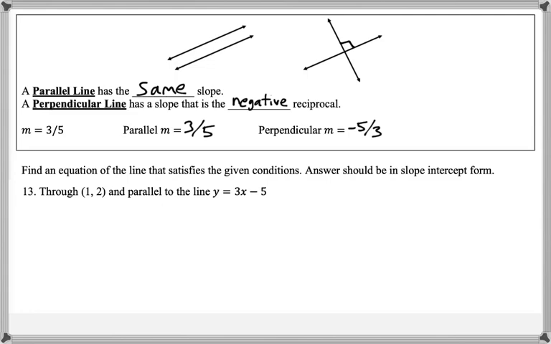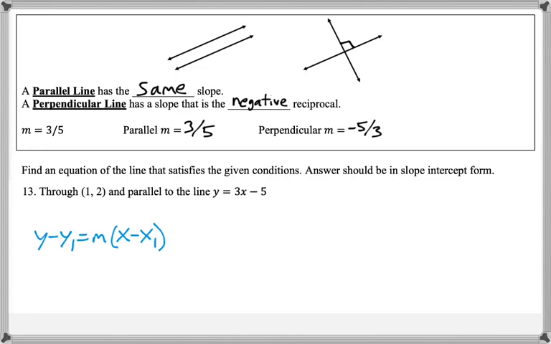So my directions for 13 say, find an equation of the line that satisfies the given conditions, and the answer should be in slope-intercept form. So my line is passing through the point (1, 2), and is parallel to the line y is equal to 3x minus 5. So I want to use the point-slope form, and then simplify this into the slope-intercept form.